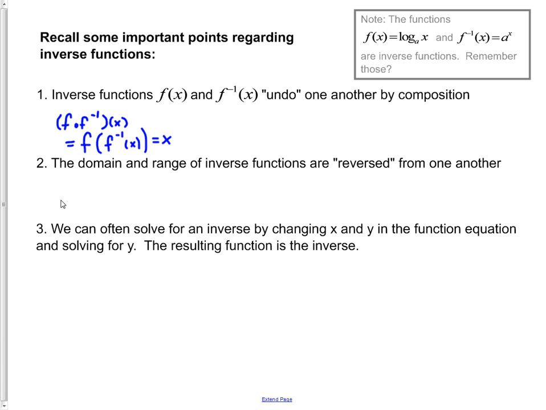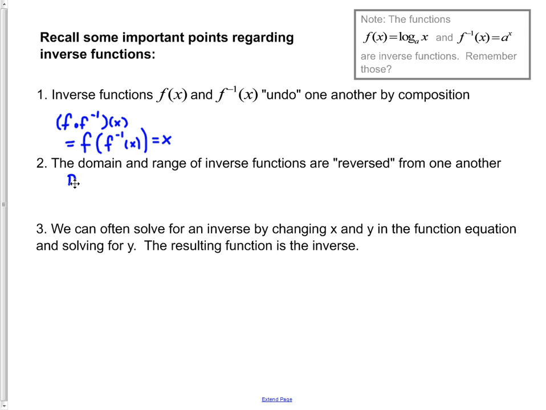The domain and range of the function and the inverse function are reversed. In other words, all of the x values that we get in the original function become the y values in its inverse, and vice versa. All of the y values in the original function become the x values of the inverse. And that has an effect on the domain and range of the function.